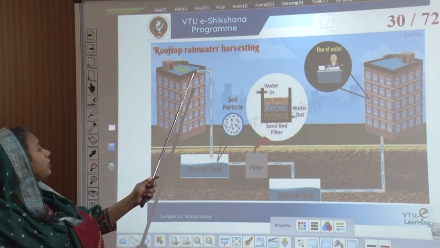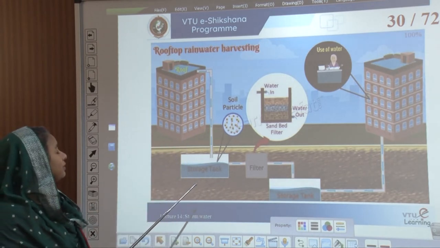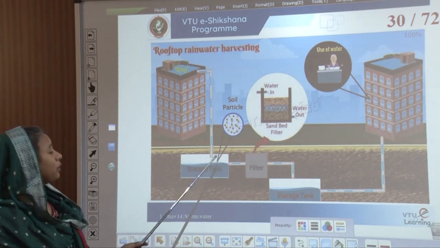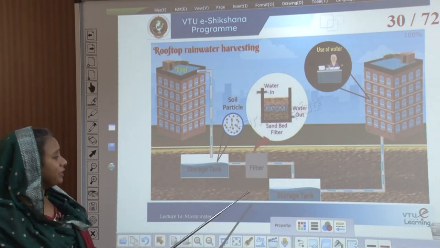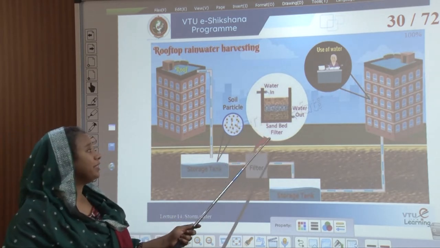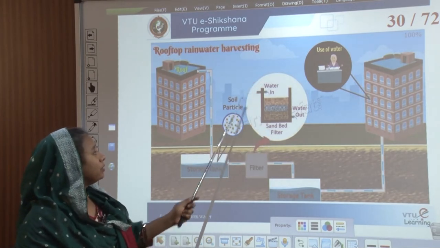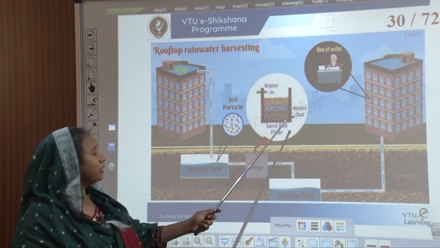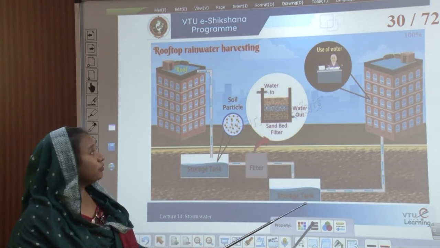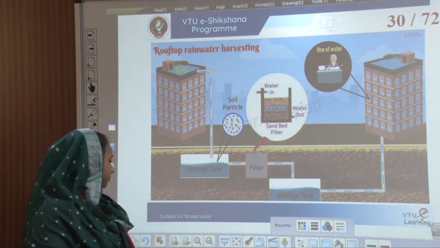So, rooftop rainwater harvesting basically collects all the water at the roofs and stores it in an underground storage. There might be a lot of soil particles, which are filtered, and this filtration happens by bringing forward many layers of sand, gravel beds, and all the water is let in. The water which is let out falls into another storage tank, from where we use the water for other domestic purposes.